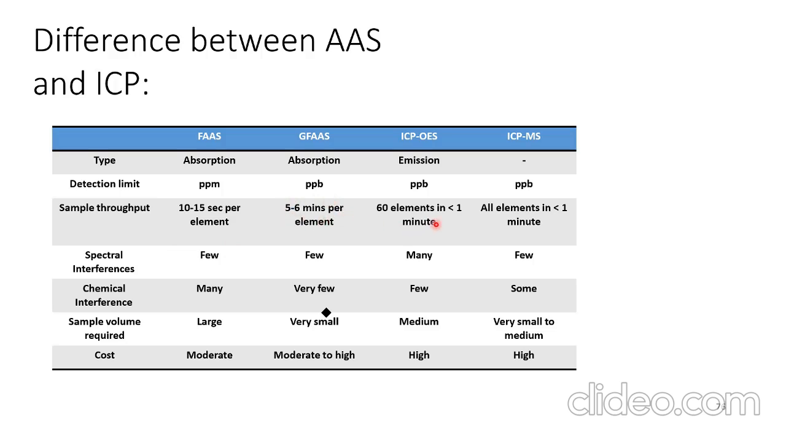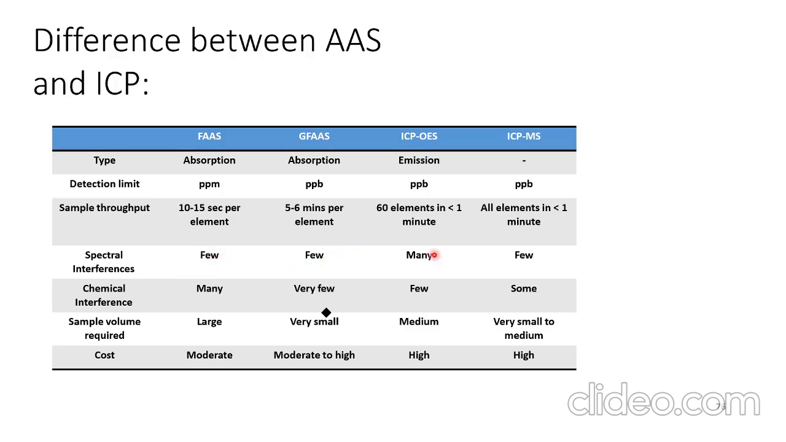But here, in very little time we can check different elements, like 60 elements, or all elements, in less than 1 minute. It is very fast. Then spectral interference: it has very little spectral interference, very few.